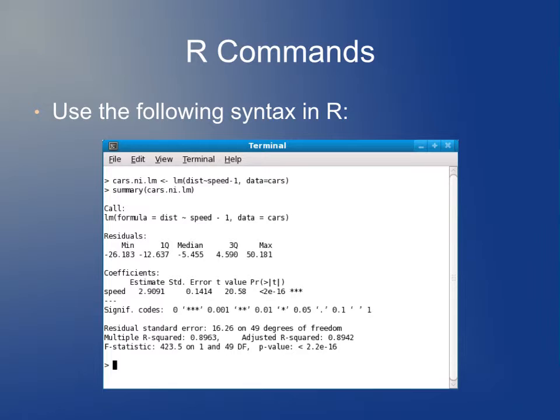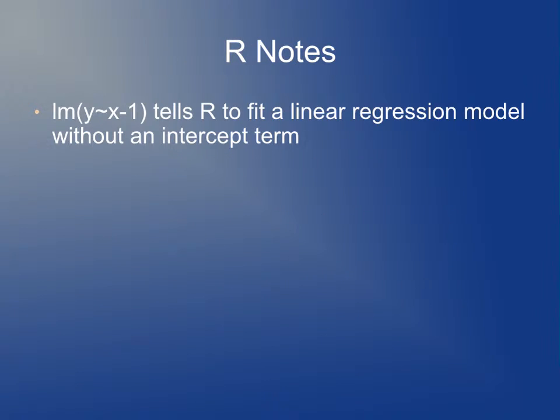And the syntax for doing this in R is the following. You use the lm command, again I say dist twiddle speed, but then I say -1. That's the only difference from the other regression model. And the command says, in general, if you say lm y twiddle x -1, that'll tell R to fit a regression model with no intercept term.